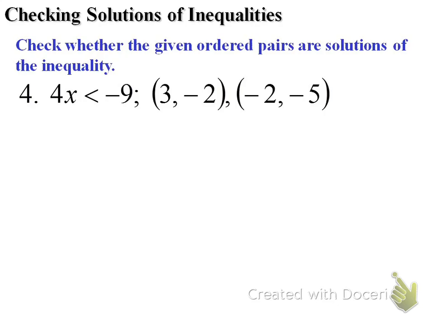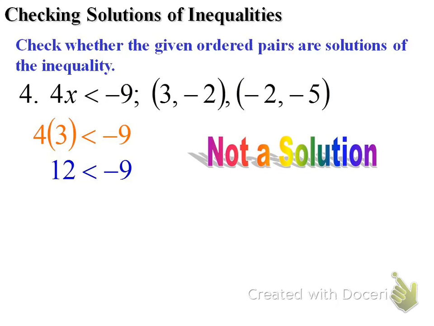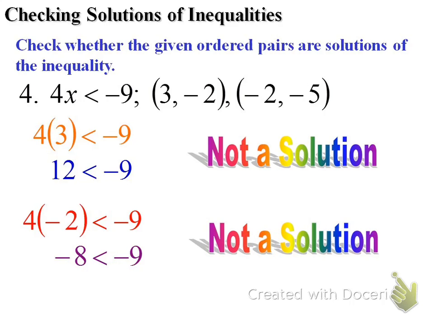Here's example 4. 4x less than -9. Again, there's only one variable here, so I can only plug the 3 in and then the -2. When I plug the 3 in, 12 is less than negative 9. No, not a solution. Plug the negative 2 in. Negative 8 is less than negative 9. Also no. So both not solutions.